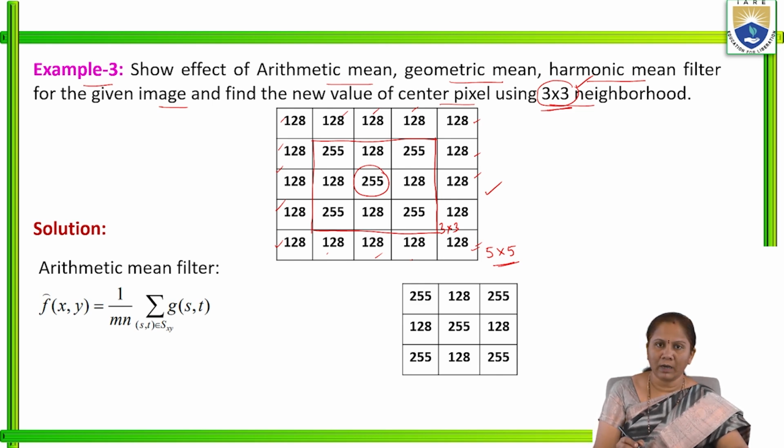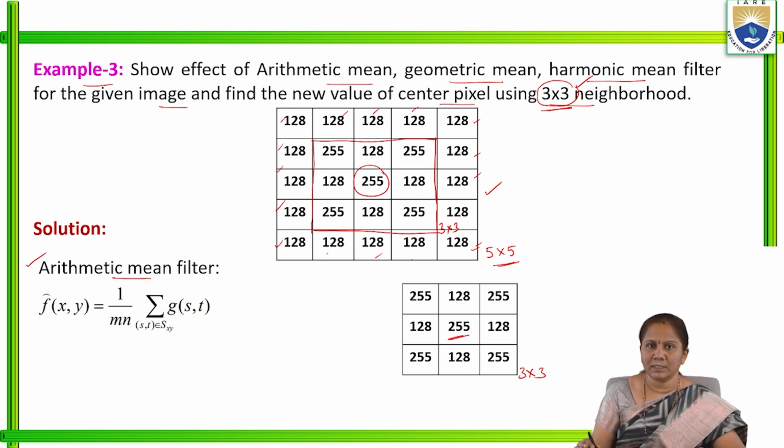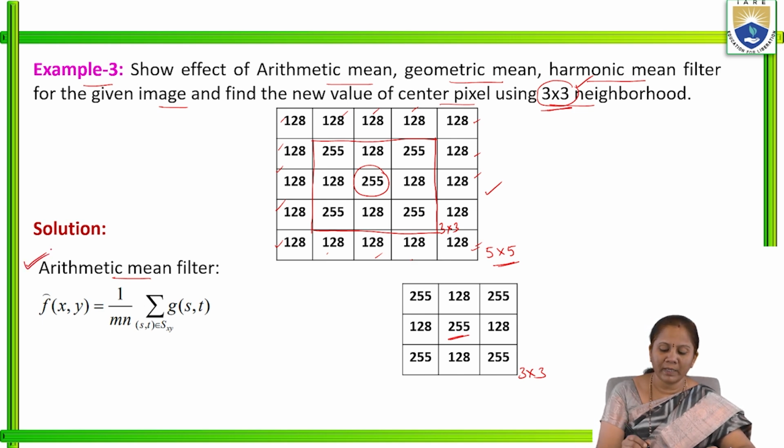Now they have asked different filters to apply. And here the first one is the arithmetic mean filter. So if you see here, we have taken only 3 by 3 by making 255 as the center pixel. So we got only this mask, whereas the remaining pixels are preserved. So we did not consider that. We have considered only the 3 by 3 mask and the pixels under the mask. And in the first case, we are applying this arithmetic mean filter.